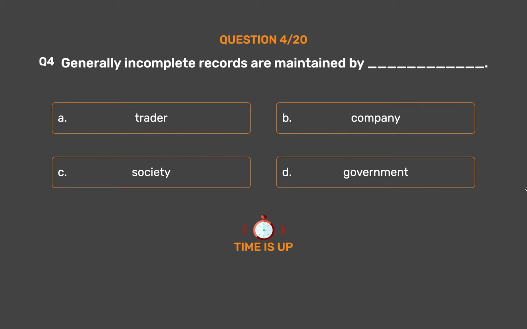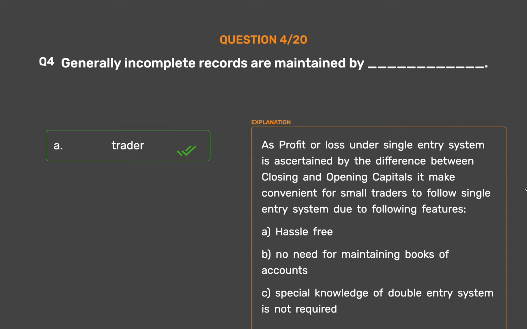The correct answer is Option A. Trader. As profit or loss under single entry system is ascertained by the difference between closing and opening capitals, it is convenient for small traders to follow single entry system due to the following features. A. Hassle-free. B. No need for maintaining books of accounts. C. Special knowledge of double entry system is not required.